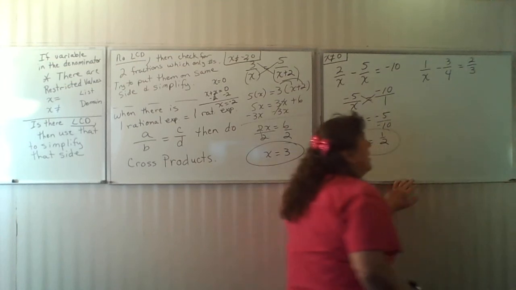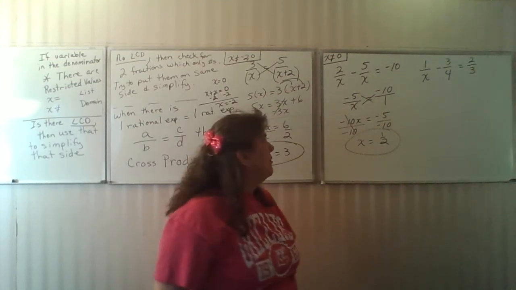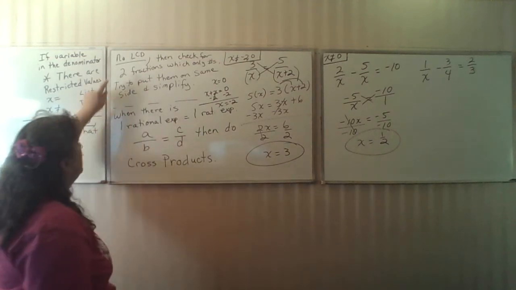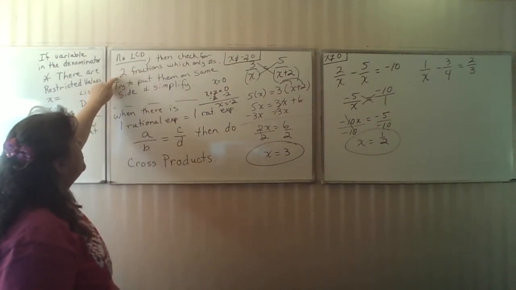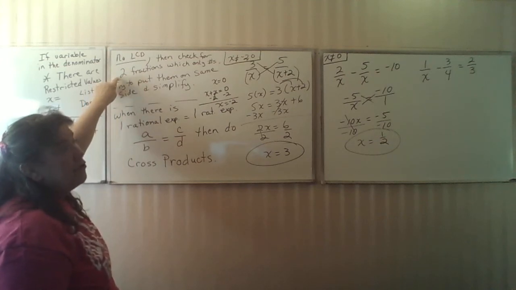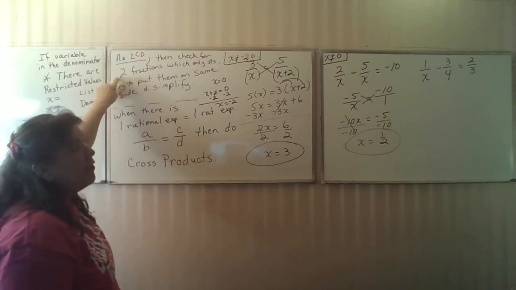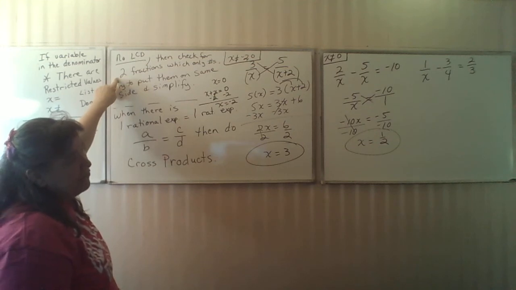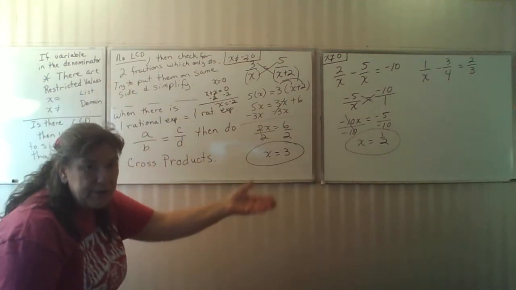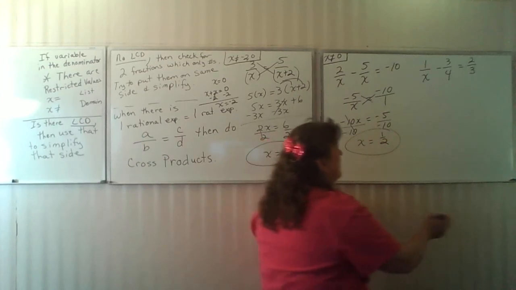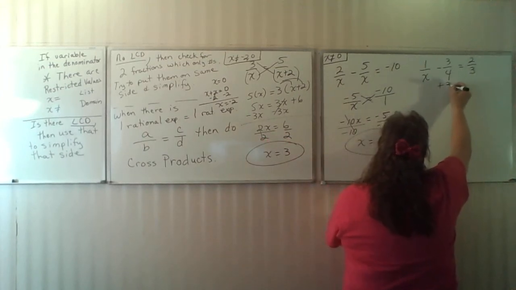Okay? Now, on this one, notice it is of the type here. I don't have an LCD, but I do have two fractions. They're not on the same side, and they're all numbers. I have a negative 3/4 and I have a 2/3, but they're on opposite sides of the equal. So I'm going to move my 3/4 to join my 2/3. So I will end up with a fraction only on both sides.